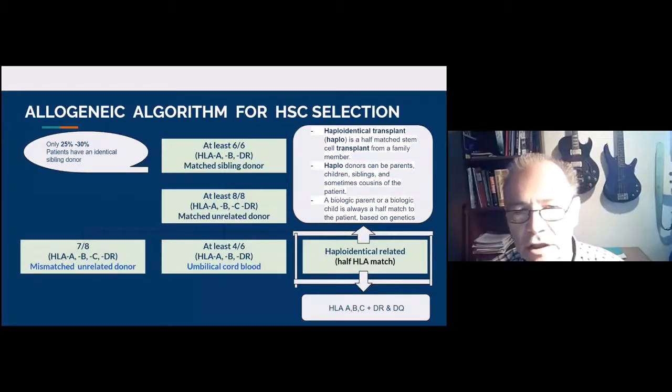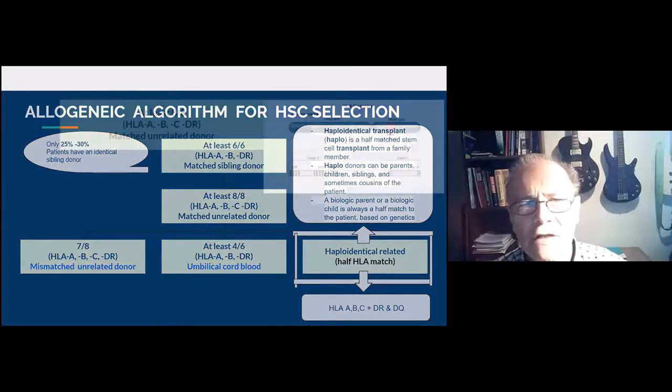in a mismatched unrelated donor. In the case of umbilical cord blood, you need at least 4 to 6, according to the naive lymphocytes in the cord blood and placenta. And you also have a third option, the haploidentical transplant, where you have a half HLA match. In this case, you need to know the HLA-ABC class 1 plus DR and DQ. According to the potential haplodonors, patients could have at least 19 to 95 options to have a donor half match.